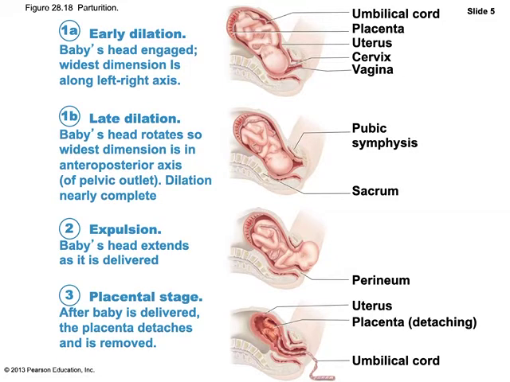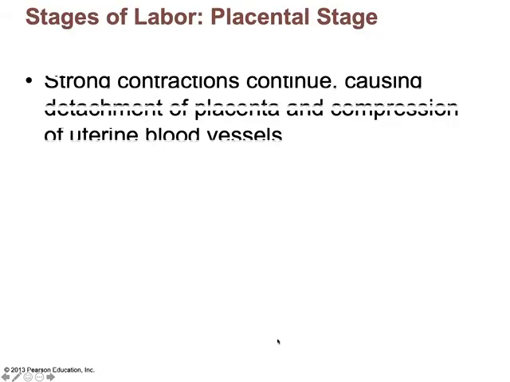So you can see the stages of birth here, right? Early dilation, okay? Late dilation at 10 centimeters. Expulsion, again, triggered primarily by the effect of oxytocin on the myometrium. And then placental stage as we push out the afterbirth.